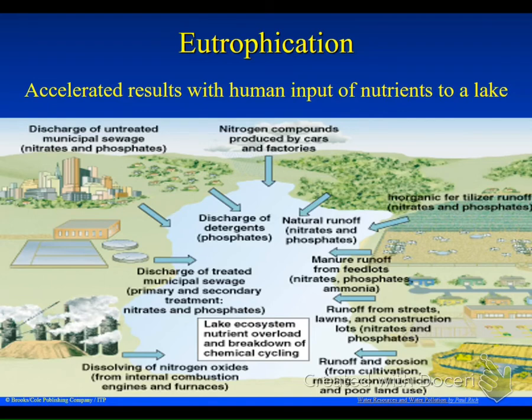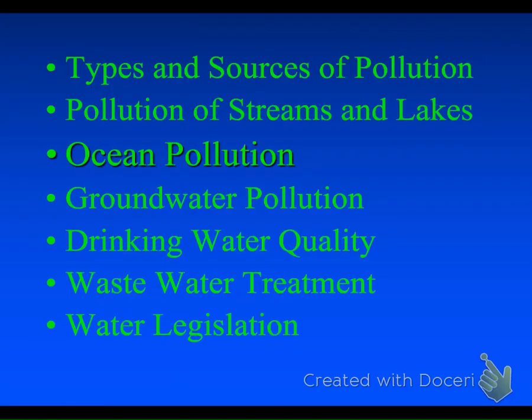Eutrophication can happen because we're adding nutrients from too many places, and the algae starts growing, and it makes it not fun to swim.